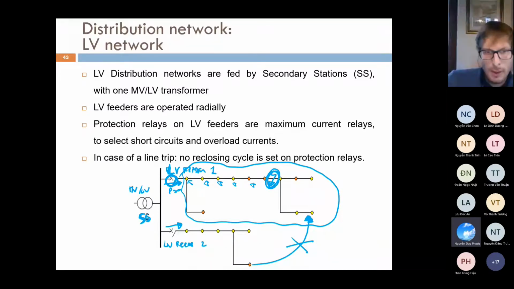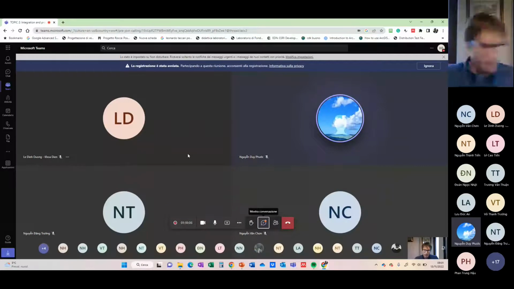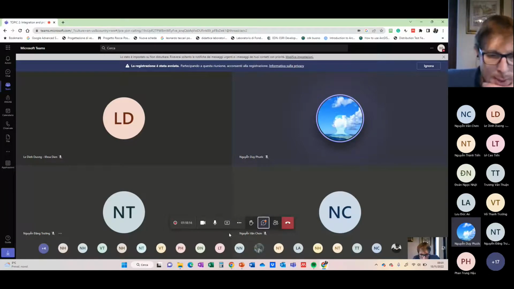Okay, so this is more or less how the power system is made. Okay, just to clarify some points, let me show you a software.